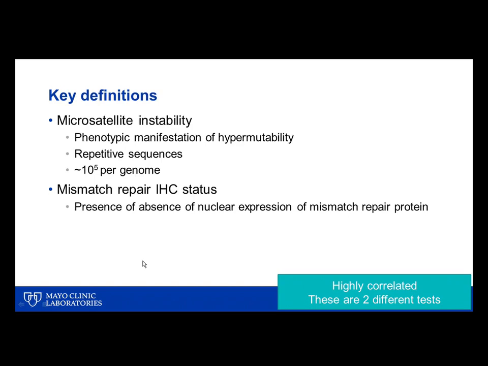Before we proceed further, I think there are some key definitions not to conflate. I think this will allow for easy communication in practice. The key definitions begin with what microsatellite instability is. It is really the phenotypic manifestation of hypermutability in repetitive sequences in the genome, of which there are about 10,000 repetitive sequences. Microsatellite instability refers to this hypermutability at these particular sites. Mismatch repair status, or dMMR, refers to the presence or absence, in the case of dMMR absence, of nuclear expression of the mismatch repair protein.